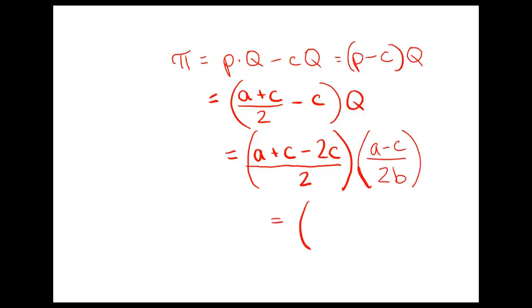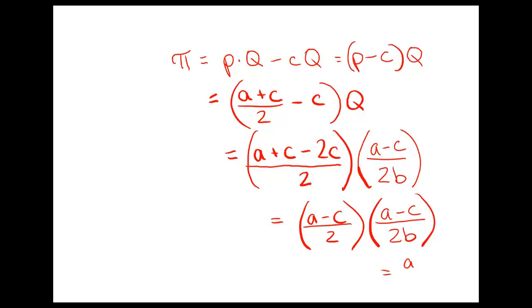Let's simplify this first bracket. We have an A plus C minus 2C, so that's an A minus C all over 2. And this is A minus C all over 2B. So now we can multiply these. We multiply the numerators, multiply the denominators, so we have A minus C squared all over 4B, which is what we were looking for. So that is our profit. Okay, and that is the profit for the entire market.